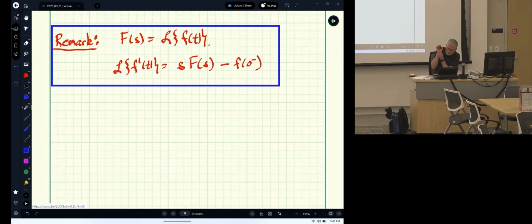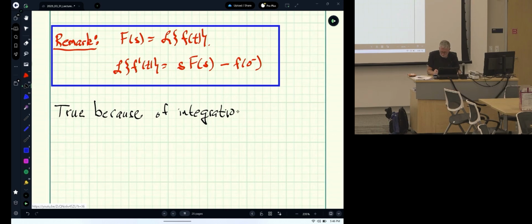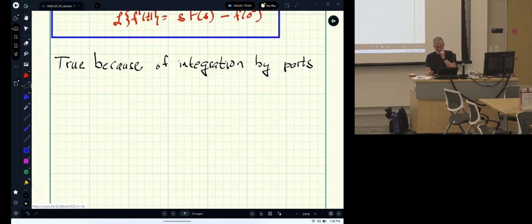Now, I'm going to show you a little bit about the why, but we're not going to do quite everything on it. It's true because of integration by parts. And once you see why it's true, I'm not going to do every detail. But it's not a mystery. It's something that you can just grind out. Integration by parts. I didn't see that coming. Well, no, you did. You did.